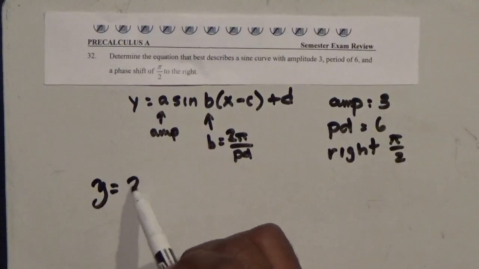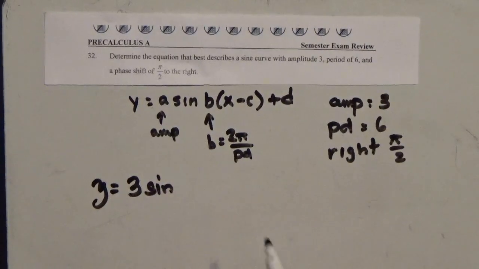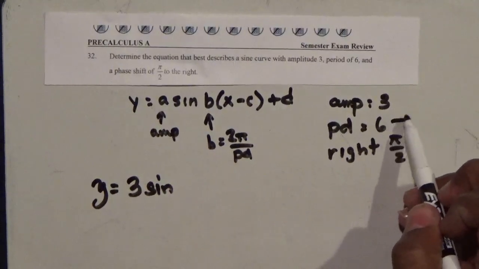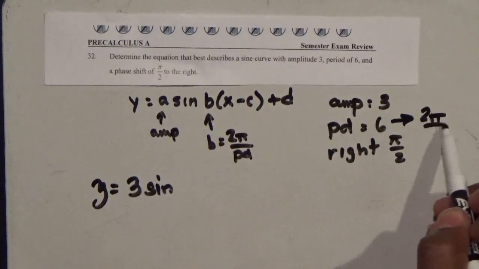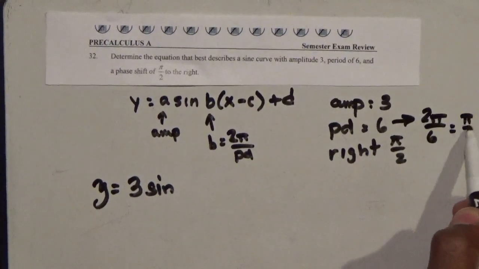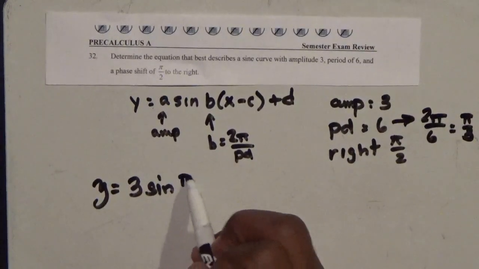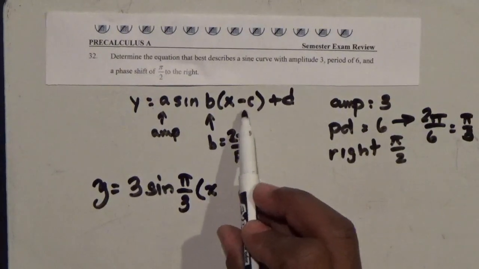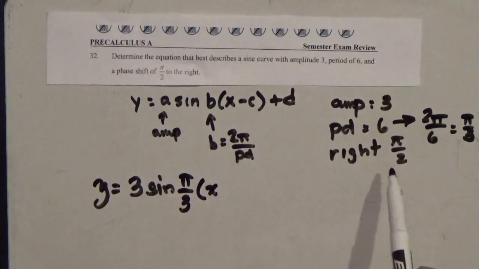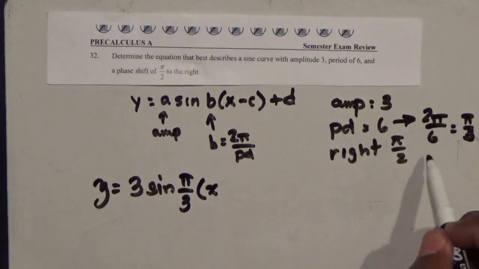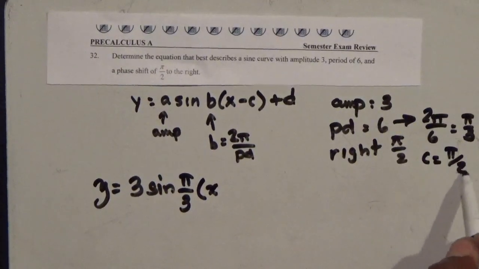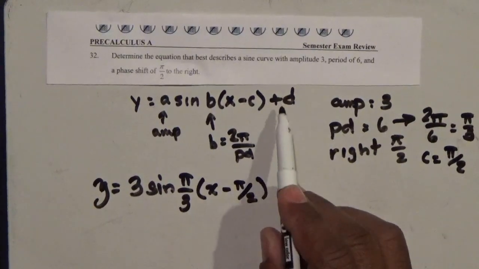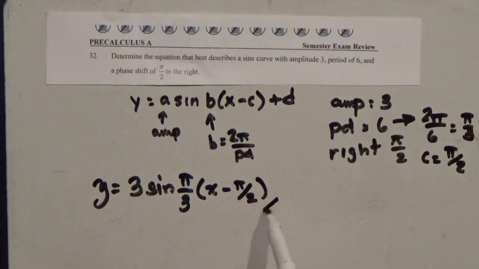So we got y is equal to 3 sine. For b, we need the b value, so we take our period and go 2 pi over 6, which is pi over 3. That gives us pi over 3 times x. Now notice that this is minus c, and it's telling us right, so c is equal to pi over 2, but when we put it in the equation it's minus pi over 2. There isn't a vertical shift, so we are done.